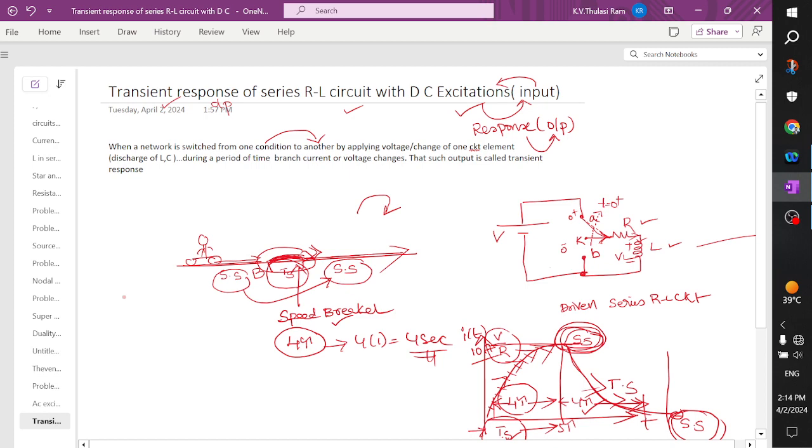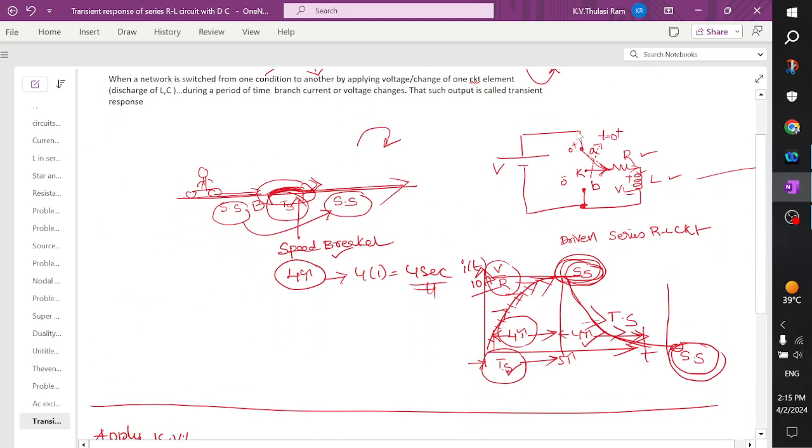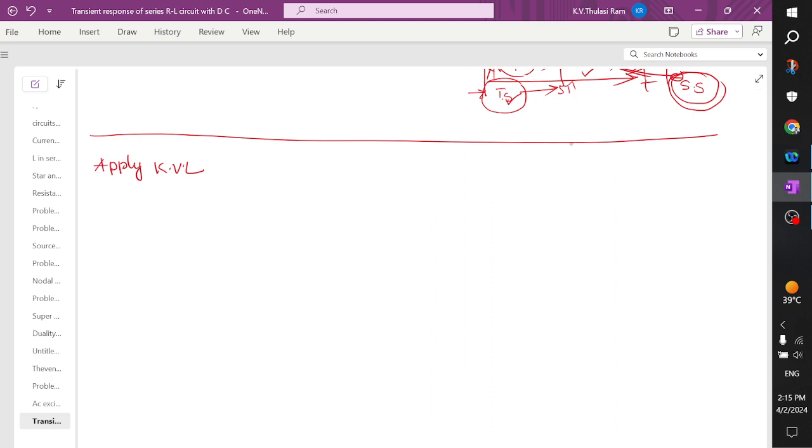Okay, so let's try to apply Kirchhoff's voltage law. So you can see here how to apply Kirchhoff's voltage law. It's a very simple circuit. You have a voltage source, and you have a resistor, and you have an inductor. So voltage V is applied, this is R and this is L. Okay, so this is positive negative, positive negative, and this is a voltage V.